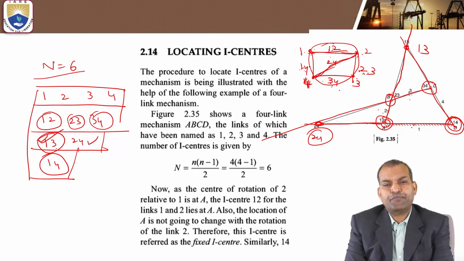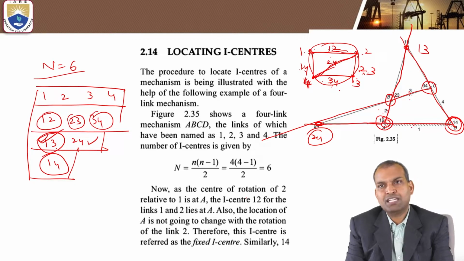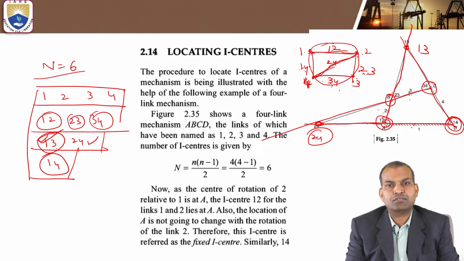So what is the physical significance of links 2 and 4? The links 2 and 4 are rotating about this center. That is the meaning. What about instantaneous center 1-3? It means that about this center 1-3, link 1 and link 3 are rotating.